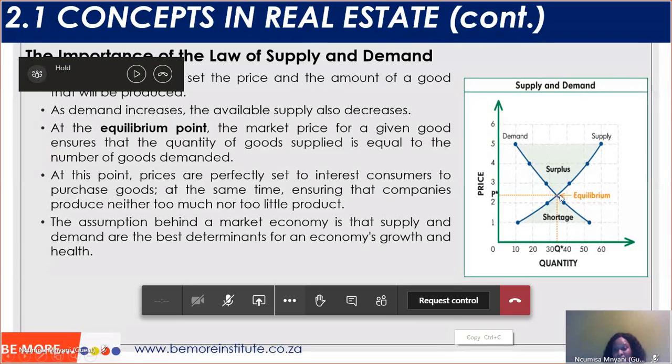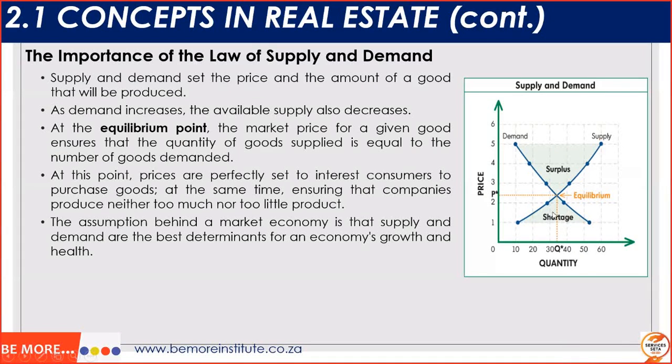So at this point, where the supply curve meets the demand curve, that's what we call the equilibrium point. That's where we say that the market is at equilibrium. It's perfect. There is no shortage and there is no surplus of a particular good. At that price, all the needs are satisfied and all the suppliers are also able to sell their products.